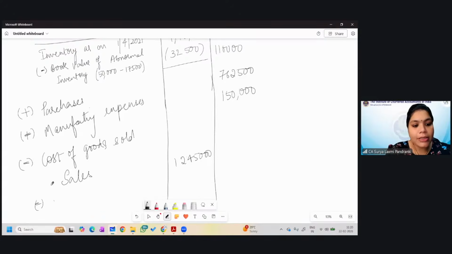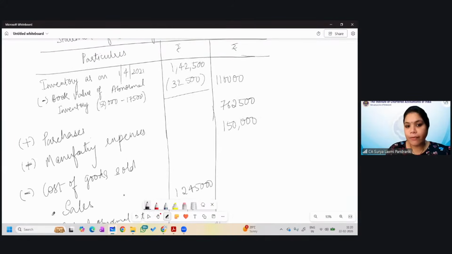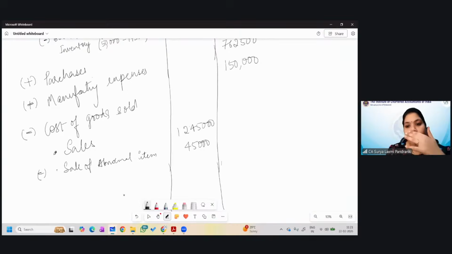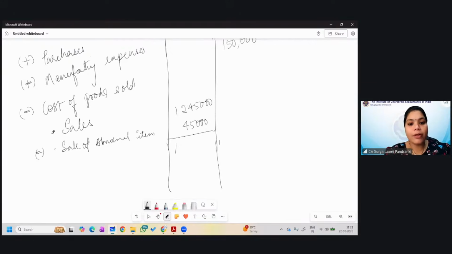I will write minus sale of abnormal item, which is 45,000. Right, 45,000 is removed. Why are we removing this? You have removed the book value of that abnormal item. The sale value of that abnormal item also has to be removed, because these two are not part of your trading account, and can't be used for calculating your gross profit. Now, what is the sales value after this? I think it is 12 lakh after the abnormal item.